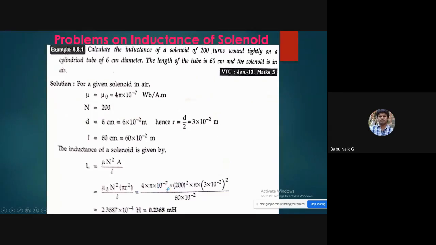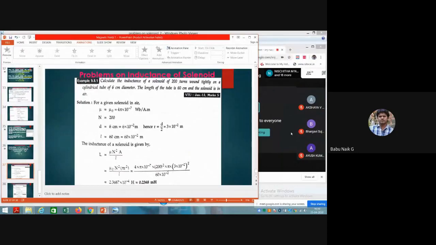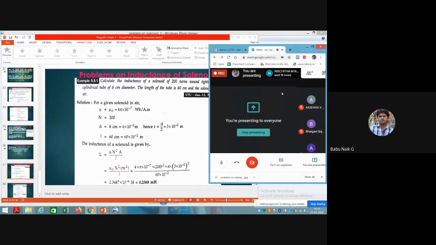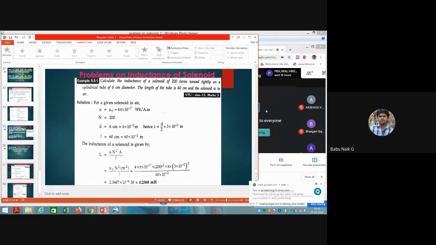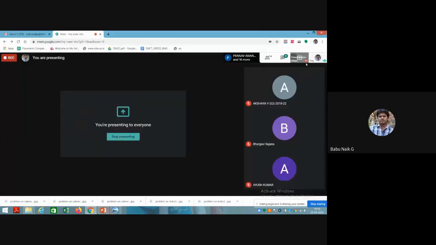After putting all these values in, the inductance of the solenoid is 0.2368 millihenry. After substituting, you will get 0.2368 millihenry here. So this type of problem they may ask in the examination. These are simple, and there is another very simple topic. I will take that one in the next class.